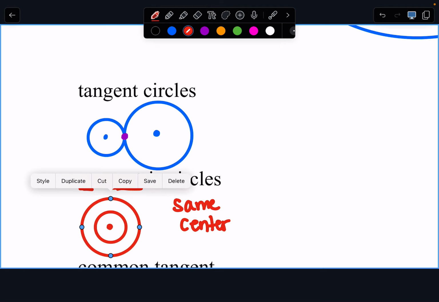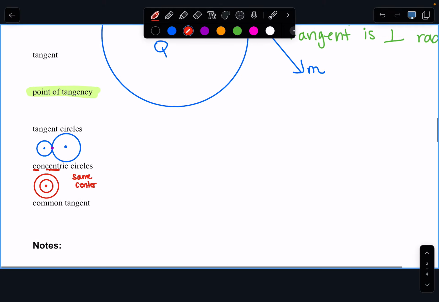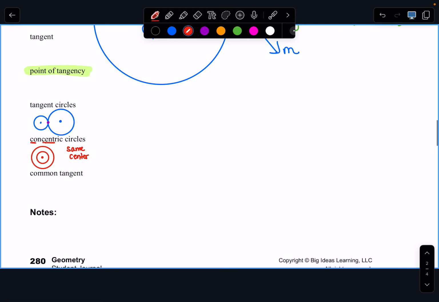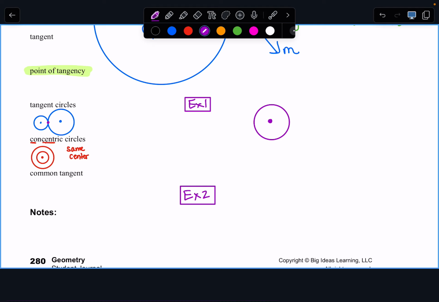Wrong line. Oh, I get it. Wait, common tangent? They share the same tangent. They share the same line of the point of tangent. That's easy. It's just 2 circles with a line. I need you to draw this picture.